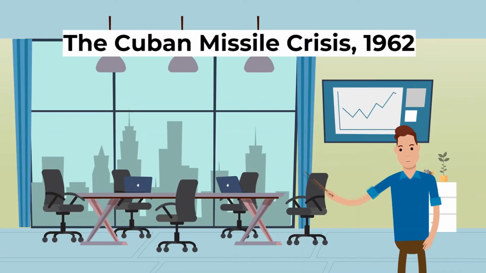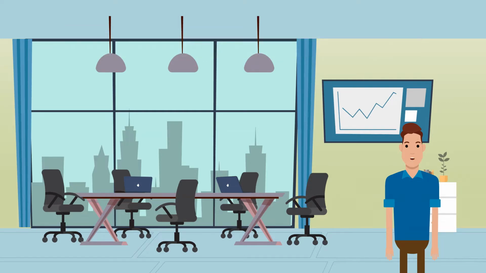That brings us to the Cuban Missile Crisis of 1962. The Cuban Missile Crisis was probably the hot spot in the Cold War. For 13 days in October 1962, the world stood on the brink of nuclear war. So what was some of the background?